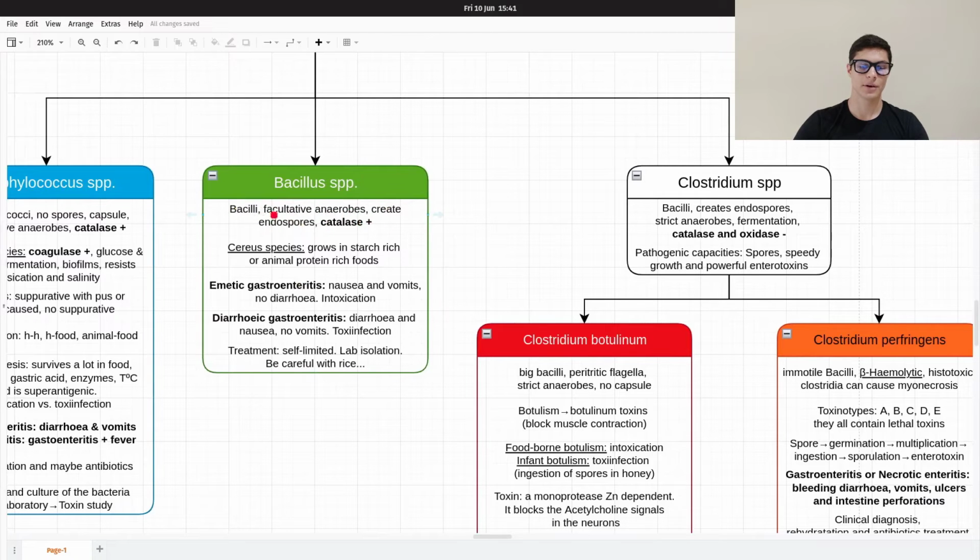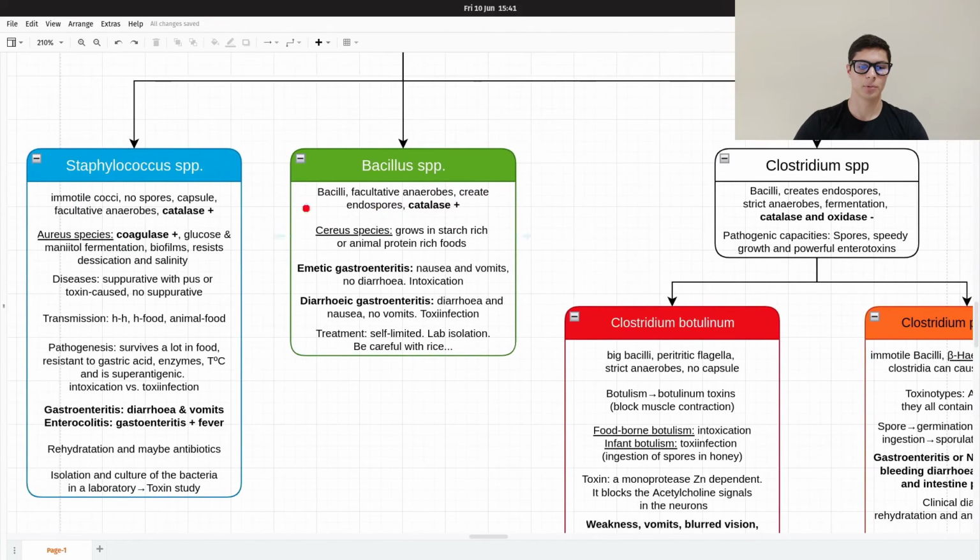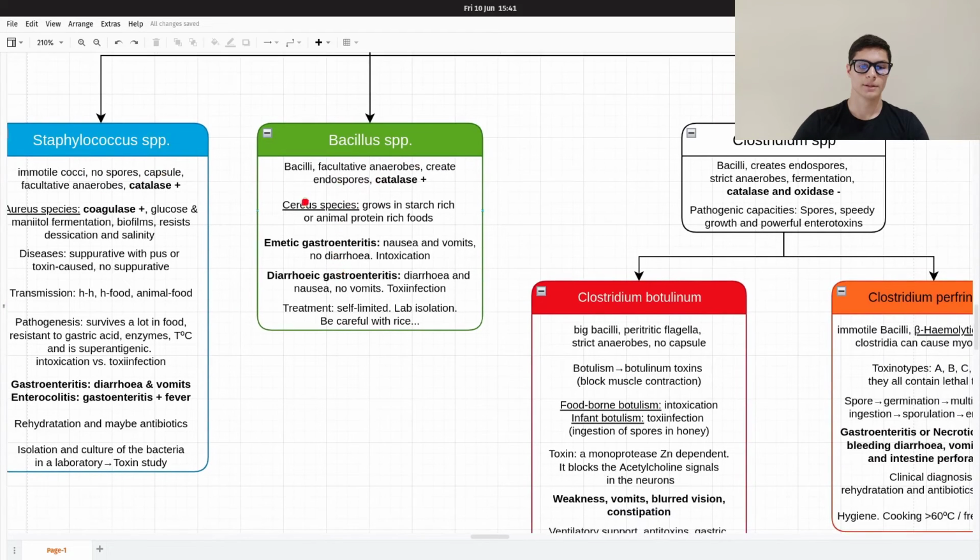Bacillus spp, well, it's a bacilli, of course. Facultative anaerobes, they create endospores and they are catalase positive. Remember this, create endospores, because both are catalase positive, but here no spores, here endospores. The cereus species grows in starch-rich or animal protein-rich foods, such as rice, for example. Rice is very commonly contaminated with Bacillus cereus. Indeed, the fried rice we left over for maybe a day or two, that's the perfect environment for this bacteria.